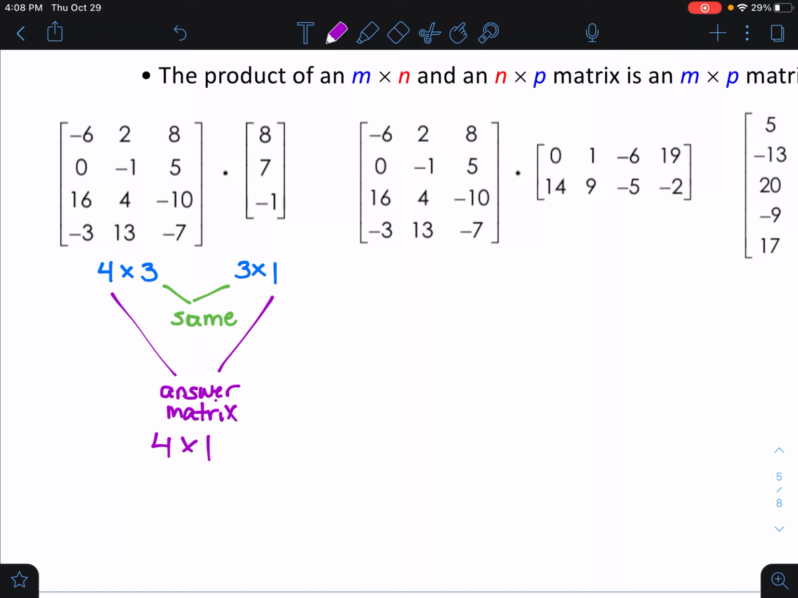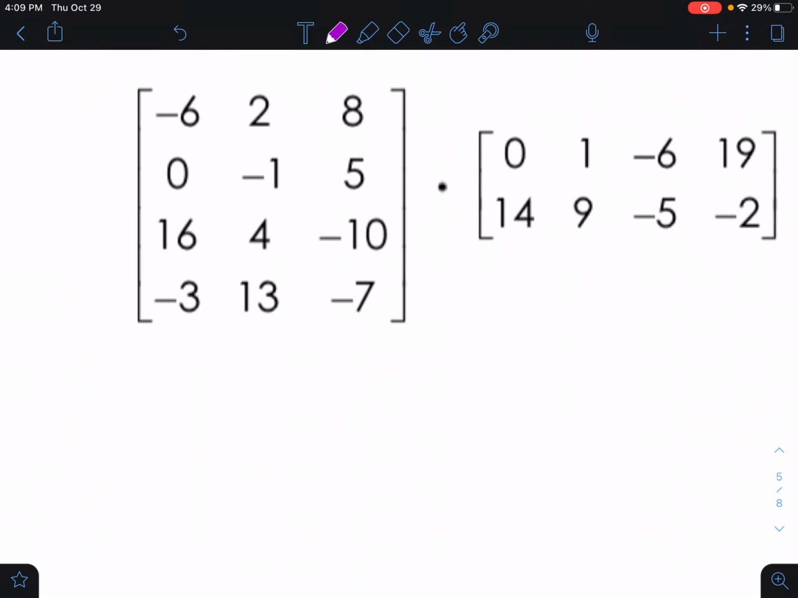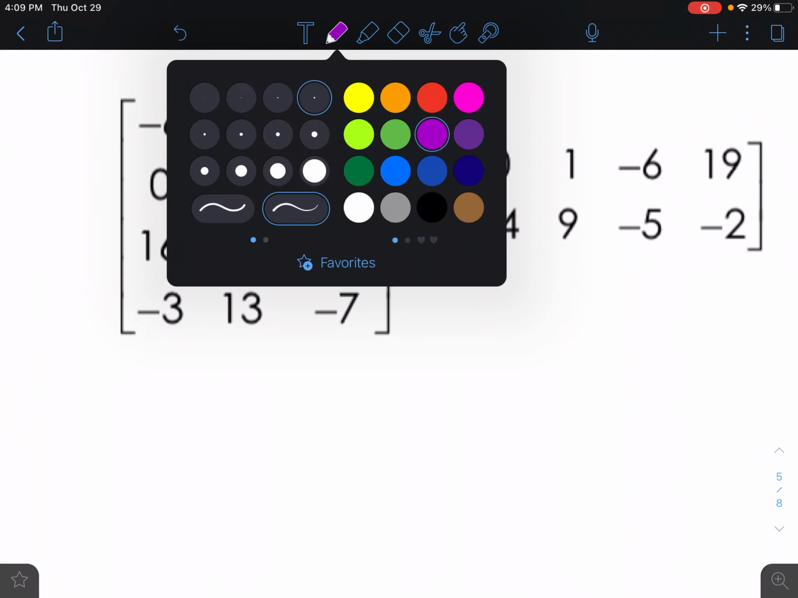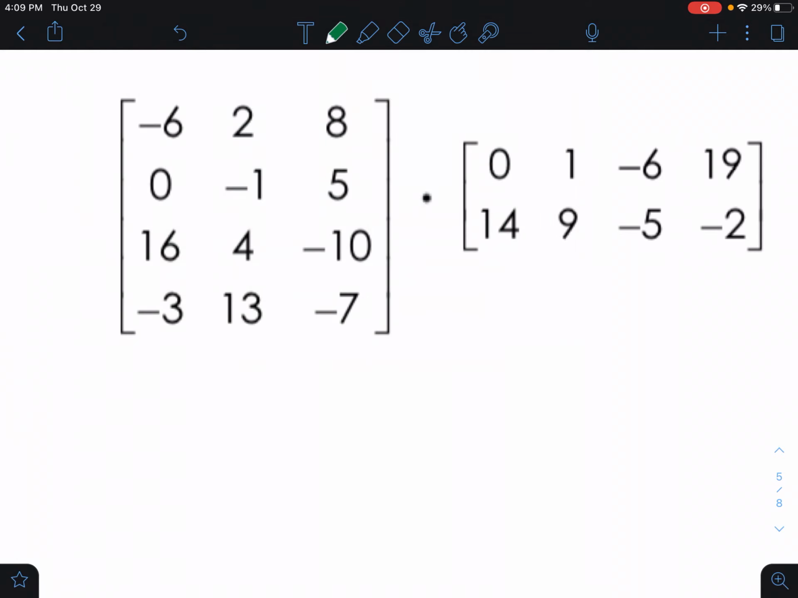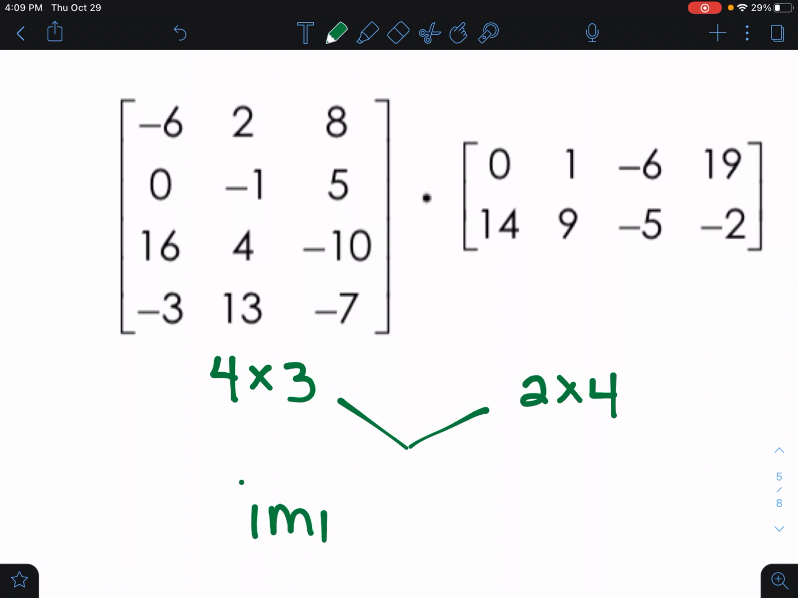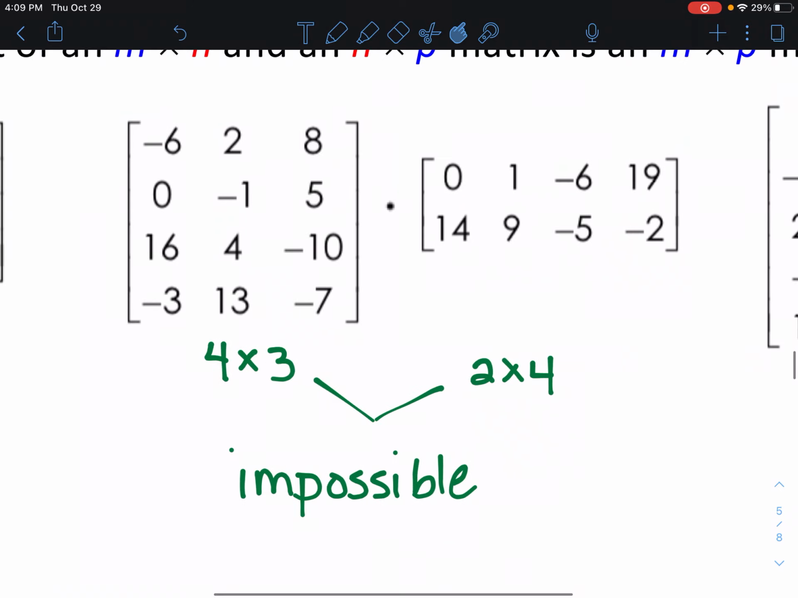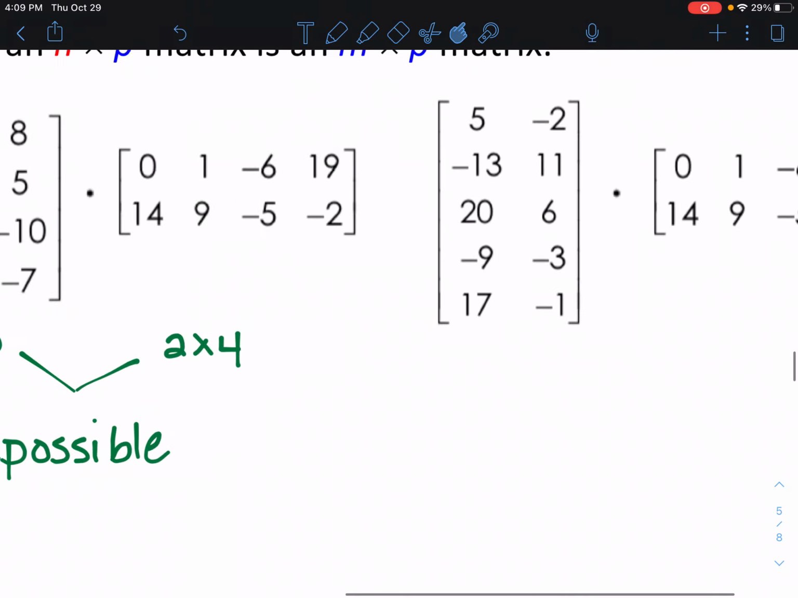All right, so let's try another one here. The dimensions of this matrix here are a 4 by 3. And this matrix here would be a 2 by 4. So you want to look at these, are these two the same? No. So I cannot multiply these two matrices. This would be impossible. Okay, can't do it. No go.